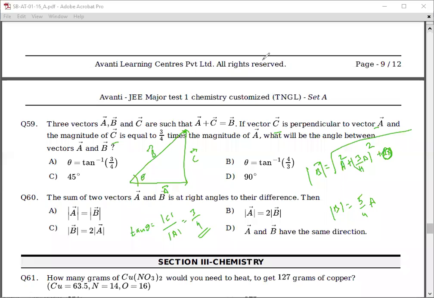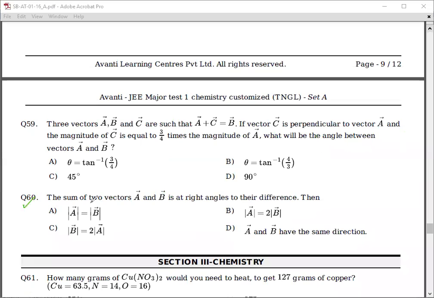ओके, चलो नेक्स्ट, लास्ट क्वेश्चन 60. Sum of two vectors A and B is at right angle to their differences. सिंपल है भाई, A plus B, right? है ना? Dot A minus B is equal to 0. Yes or no? हाँ या ना? भाई sum और difference right angle पे, मतलब dot product 0 है, खत्म हो गया. This is the concept. I hope all of you know how to find dot product.